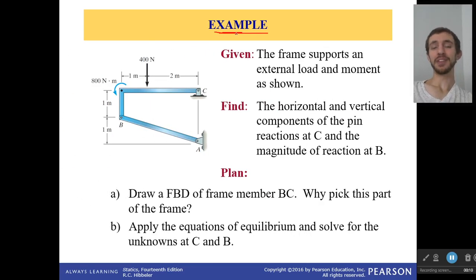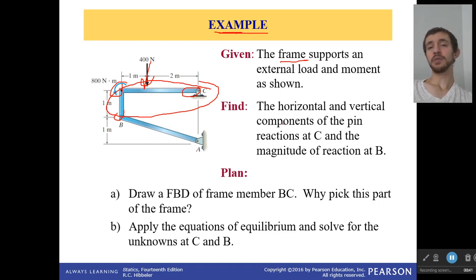Okay, so what we have here, is this a frame or a machine? That's the first thing I want to ask you, and the problem statement gives it away. Well, it's a frame, but why is it a frame? It's a frame because we have one multi-force member. We've got two supports, and we also have a moment and a force being applied. Lots of stuff going on there. And two, all it's doing is exporting external load. It's not actually going to move. This is going to be a stationary support.